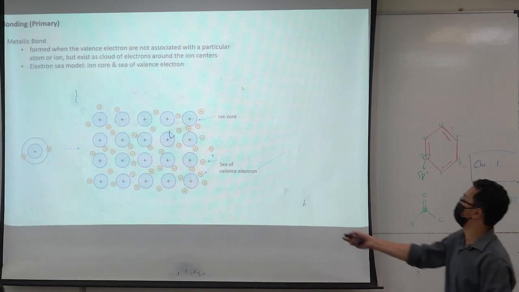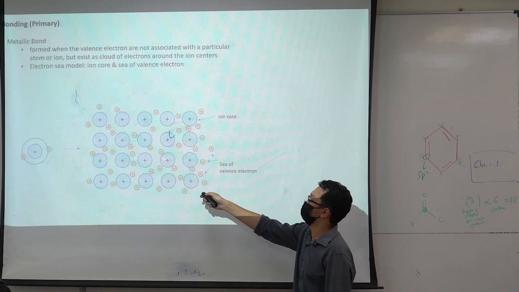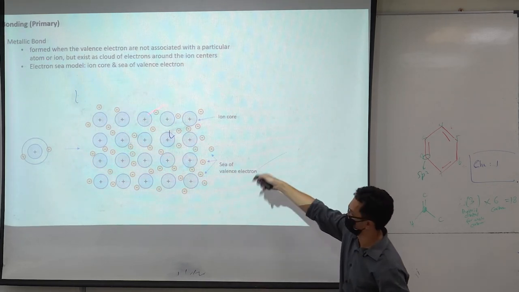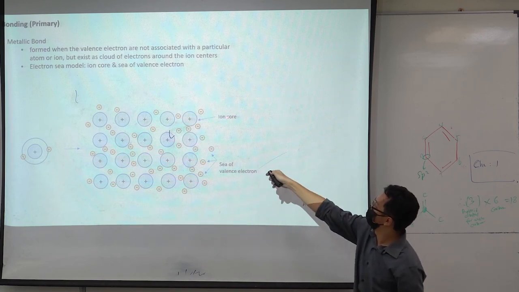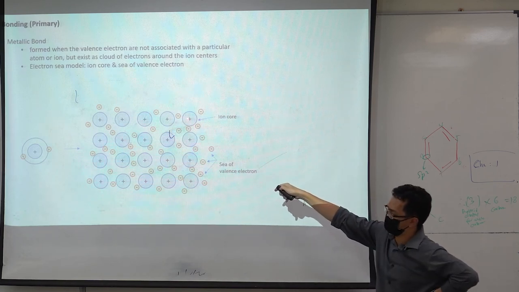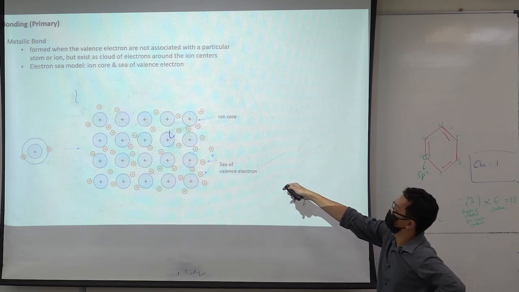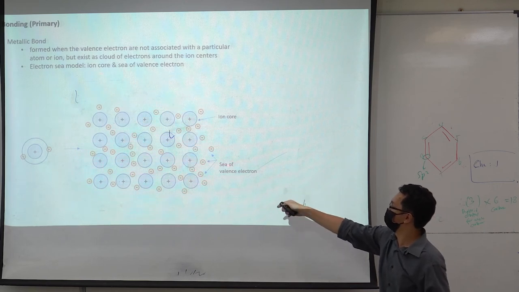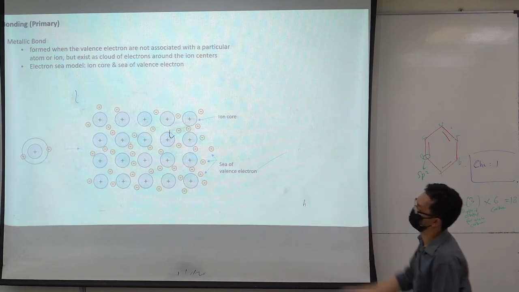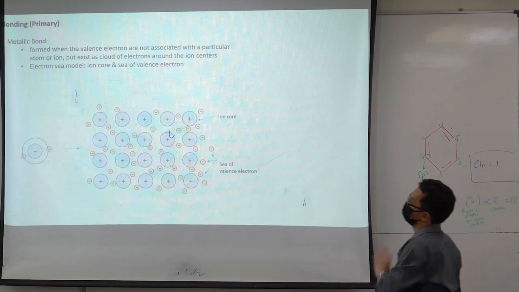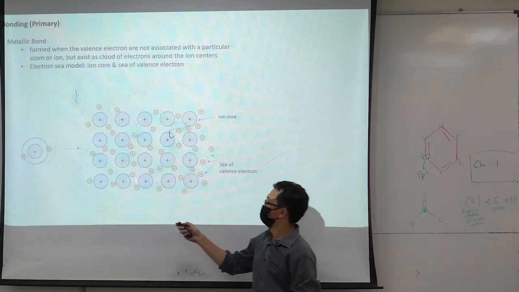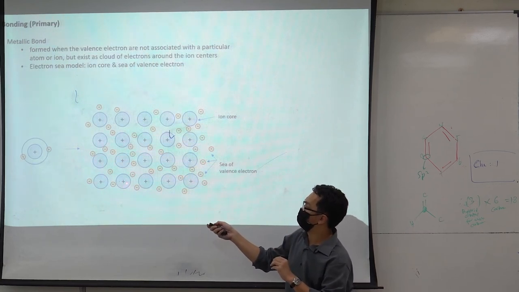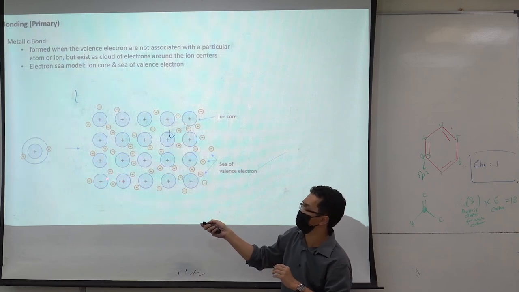Okay, so you can see, this is what we call the electron sea model, because the electron is not fixed to any particular atom. So it just moves around here and there. You can see the nucleus becomes an ion core because the electron goes away. Because the electrons move around like a sea, we call it a sea of valence electrons. The most important thing about this electron sea model is that the number of electrons must match the number of positive ions here.